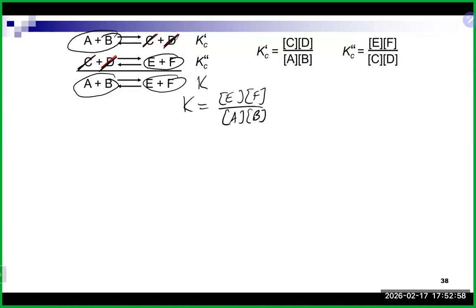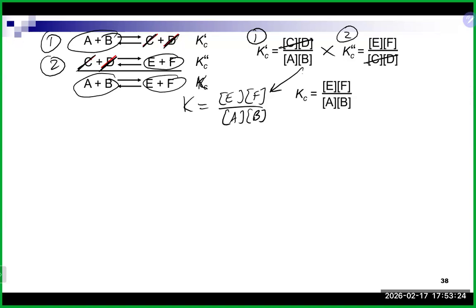Now, we get that actually by not adding the K values together for each of those reactions. Reaction 1, we'll call it, and reaction 2. That's the K value for reaction 1. That's the one for reaction 2. But we actually get it by multiplying. So if we multiply these two K values together, the C's cancel, and that leaves us our overall expression that we have for the overall reaction, which is E times F divided by A times B.